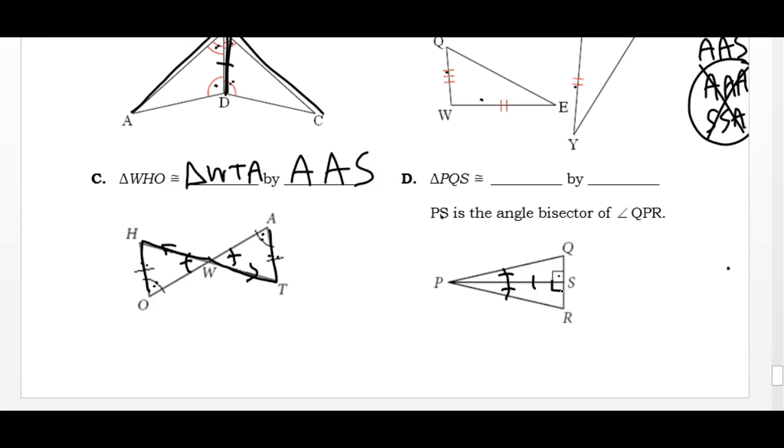So I've established on the top triangle, angle-side-angle. And on the bottom triangle also, angle-side-angle. I have PQS on the top, PRS on the bottom.